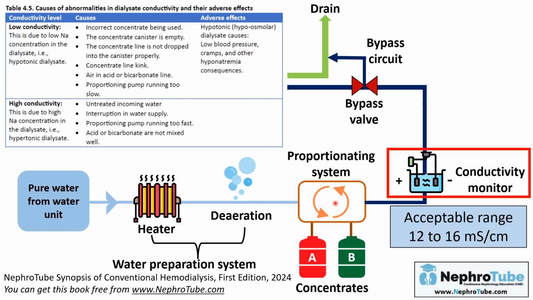The third point that may make high sodium concentration in the pure dialysate is if the proportioning system is working too fast. Or finally, if the acid or bicarbonate are not mixed well. Okay, this may lead to high sodium concentration.